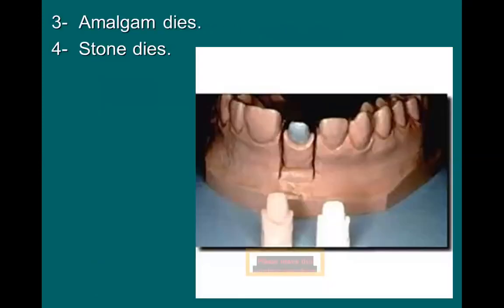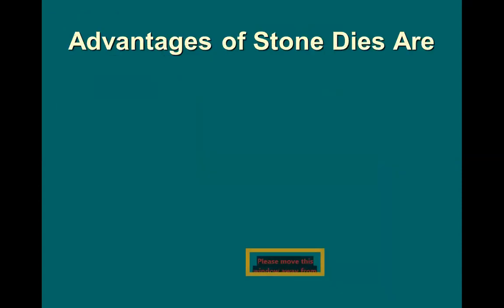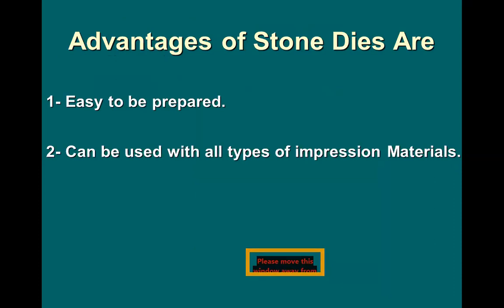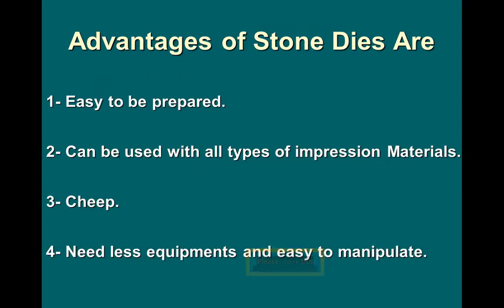مواد مختلفة عندنا، هنا عندنا الأمالجم والستون، تعتبر هي المادة الأكثر استخداما بإنتاج الريموفابل داي والكاست. ليش نستخدمها؟ لأنها سهلة الاستخدام وتتلاءم مع أكثر الإمبريشن ماتيريالز، رخيصة، ما يحتاج لها أي أجهزة أو مواد معقدة لاستخدامها.